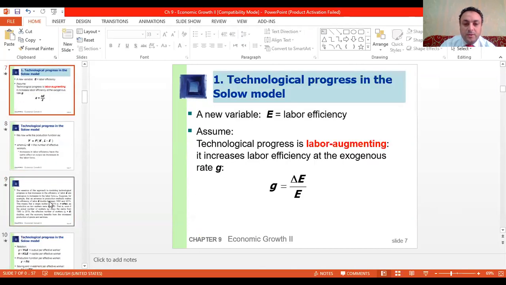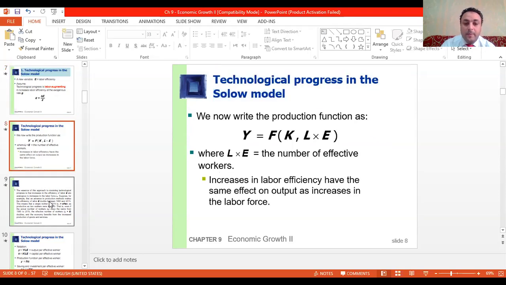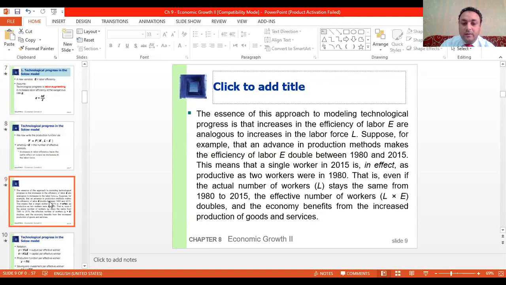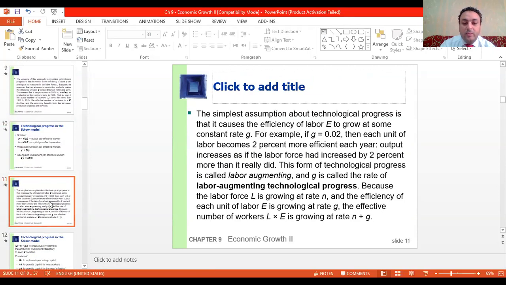Let's move to technological progress in the Solow model from the previous lesson. Just remember, we have the new variable E for labor efficiency, and that assumes that technological progress is labor augmenting, which means it increases the labor efficiency. When technological progress increases, the labor efficiency increases at the exogenous rate of g. So we have g for the labor-augmenting technological progress.